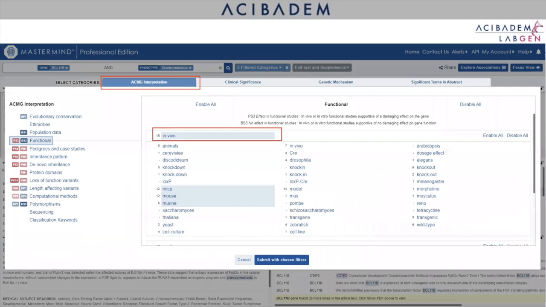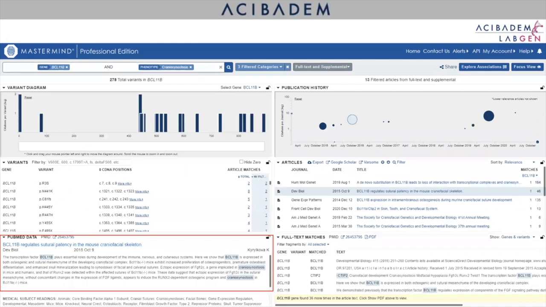To see if there are any functional studies, especially animal studies, we filtered the results by the ACMG tab and functional option. Here in the in vivo section, we see that 15 articles are linked to in vivo functional studies. So at first we got 16 results, and this piece of information indicates that almost all articles that link our phenotype to this gene are animal studies.